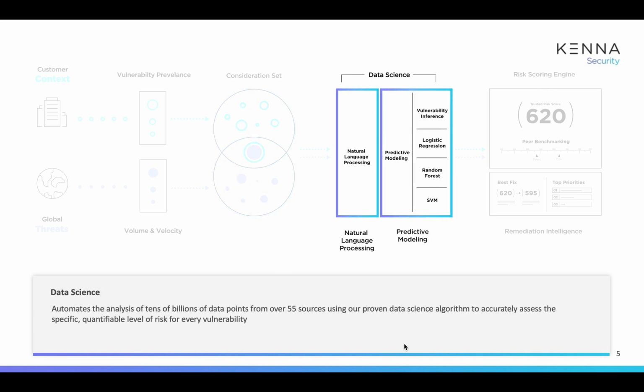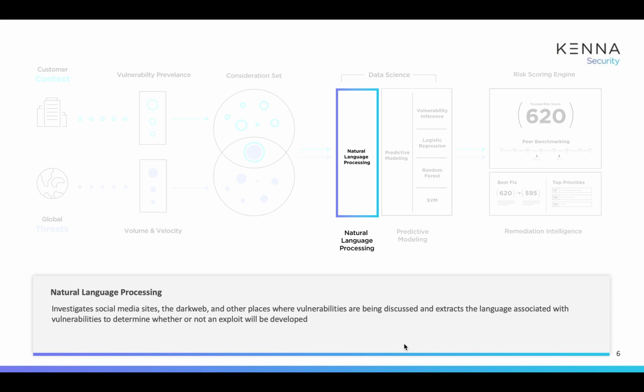Now, the ensuing data sets are then run through our proven data science algorithm to accurately assess the specific quantifiable level of risk for every vulnerability. The algorithm includes numerous data science models and predictive technologies. So let me step through those one by one.